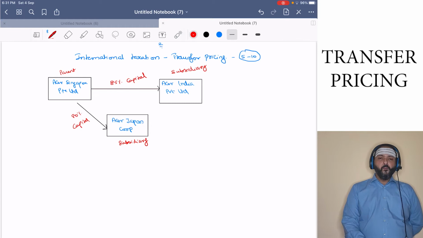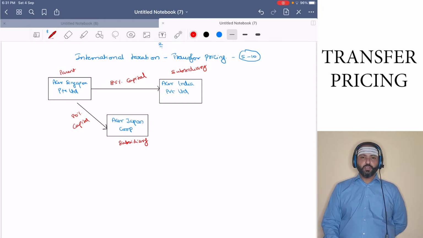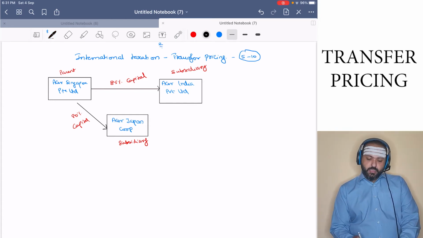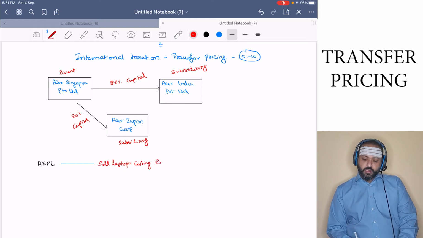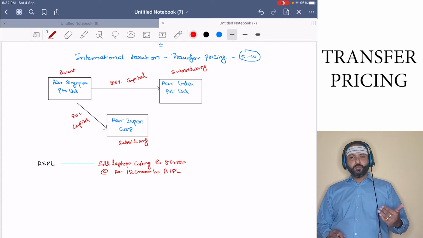Now, as you guys must be aware, Acer is a very famous laptop and desktop company. They are into manufacturing of computers. So Acer Singapore sells laptops. This entity Acer Singapore, we will call it ASPL. ASPL is going to do what? Sell laptops costing rupees 8 crores at rupees 12 crores to Acer India Private Limited. So what are they doing? They are selling laptops which cost 8 crores to Acer India Private Limited at rupees 12 crores.